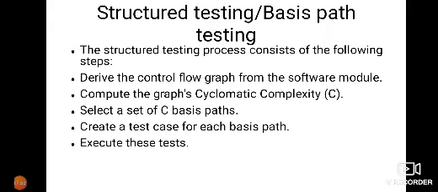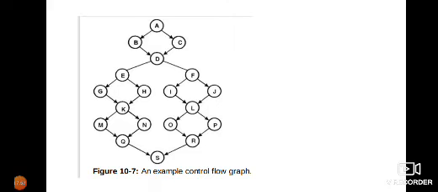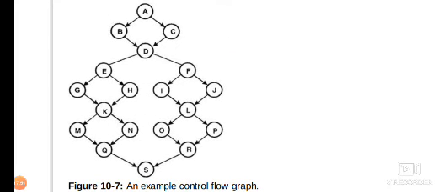Fine. Next, we have this graph. This is a control flow graph. I have different nodes and edges connected together, and a different decision node over here. From this I will be computing the measure called cyclomatic complexity.